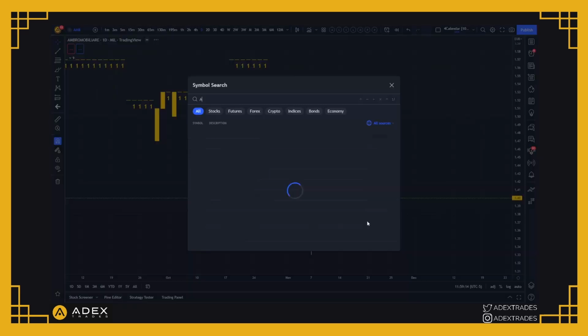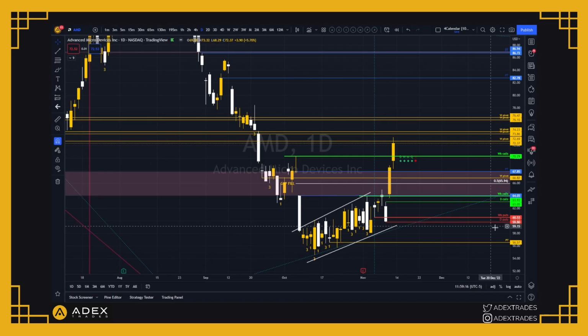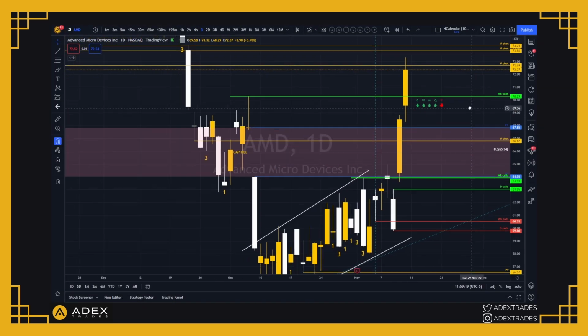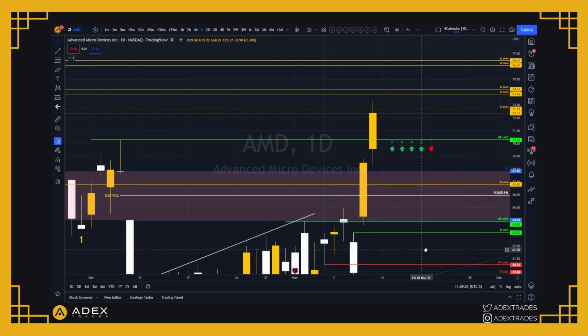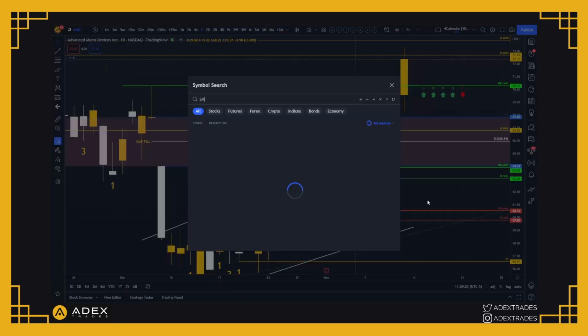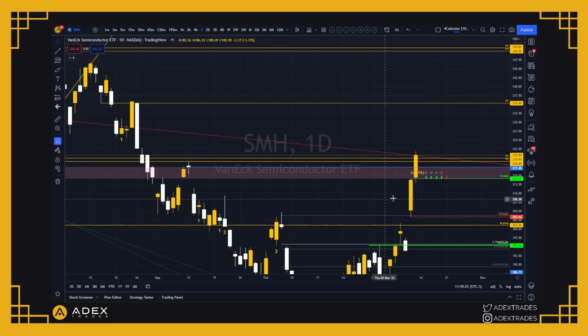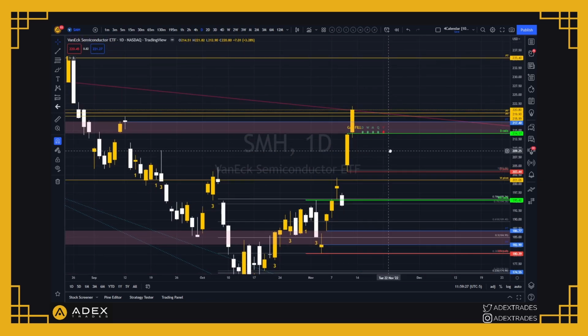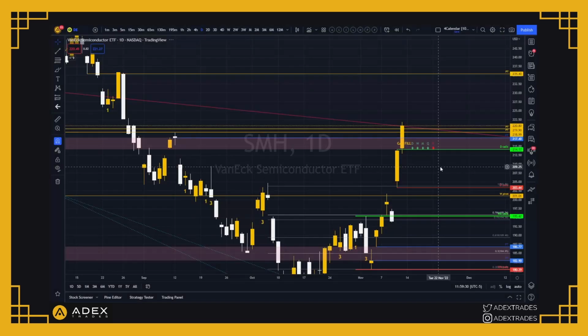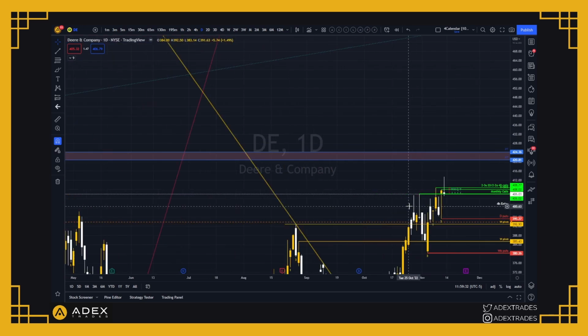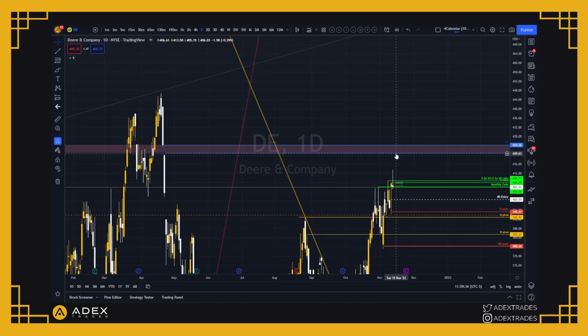Oh, AMD. Why did I want AMD? Because remember that gap fill right here. And we completed it. SMH has that gap fill to look for, these gap fill targets. DE has a gap to the upside as well. Trying to get that as well.